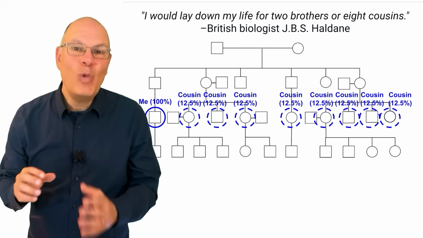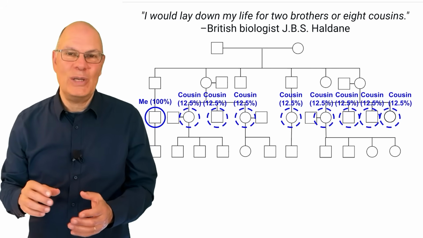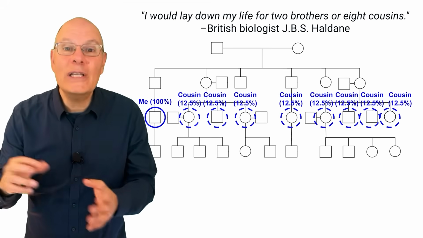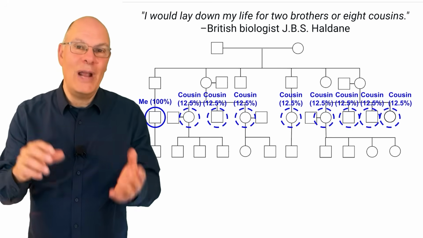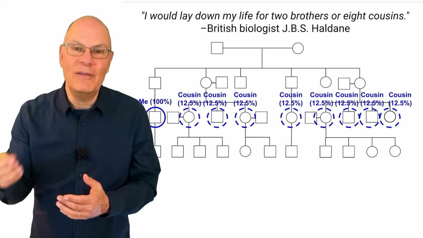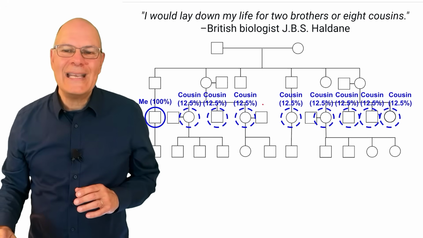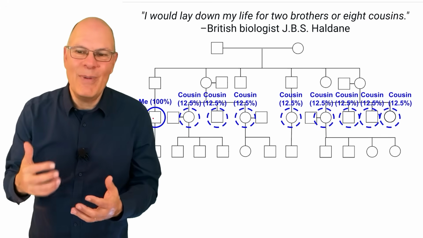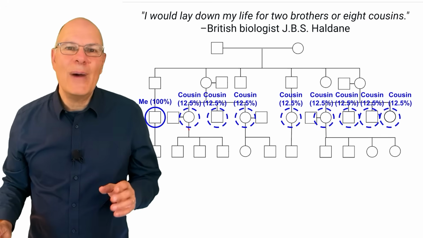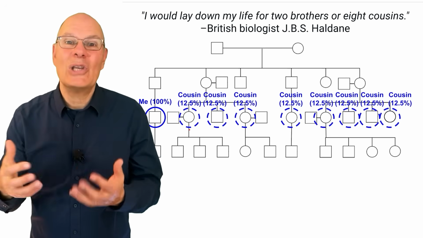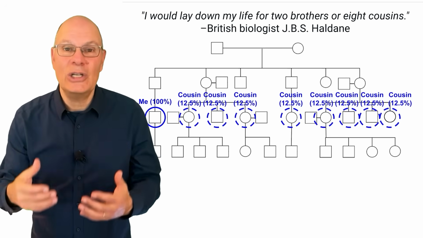I have a 12.5% relationship to each of my cousins. And just think about the fact that you have a 25% relationship to your aunt or uncle, so you'd have a 12.5% relationship to their children. Again, it makes sense for me to lay down my life so that 8 of my cousins would survive and continue to pass on my genes within our shared gene pool.